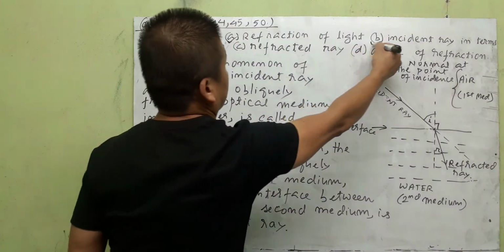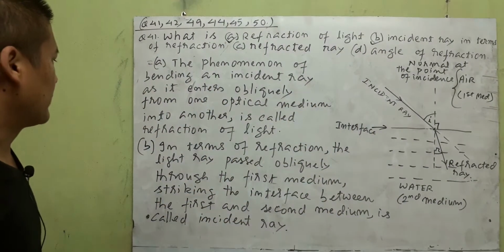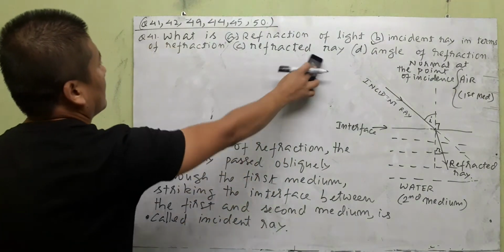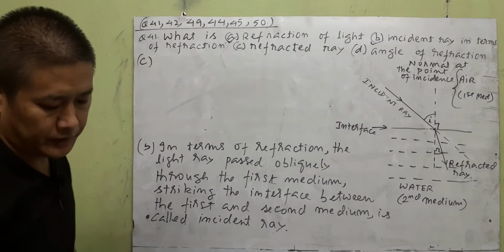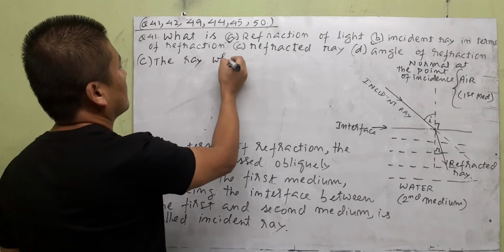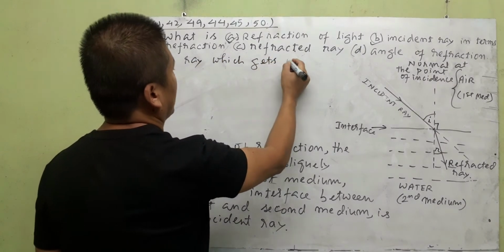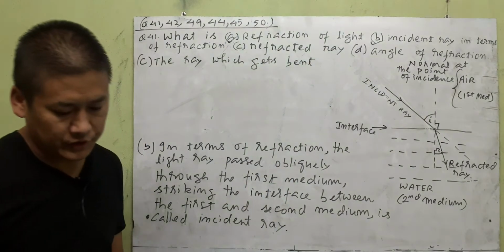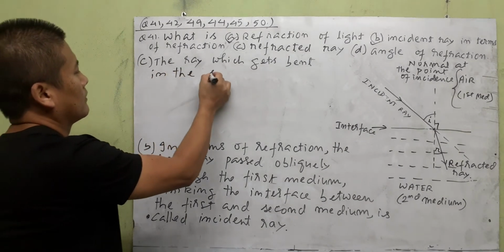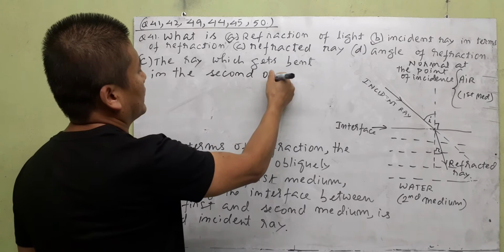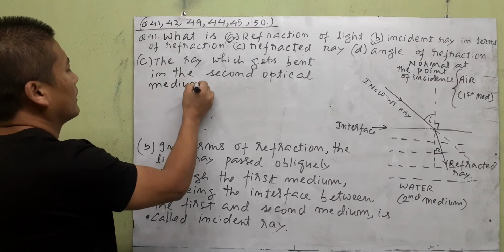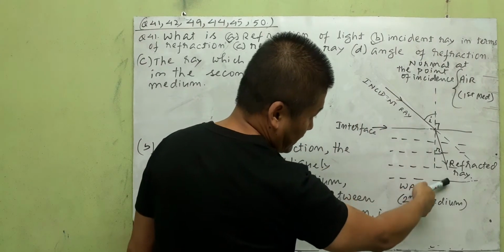So A is defined, B is defined. We have already understood, and we're writing the proper definition of these terms in refraction. Now the next point here is C, the refracted ray. We write there, the ray which gets bent in the second optical medium. As you can clearly see in the diagram, the bending is not happening in the first medium, but in the second medium, water.